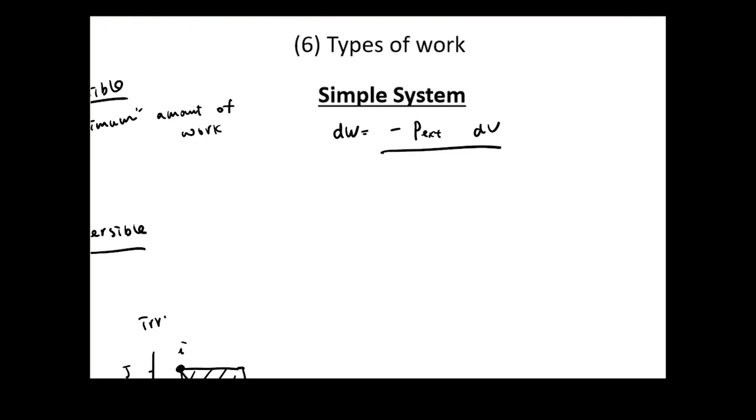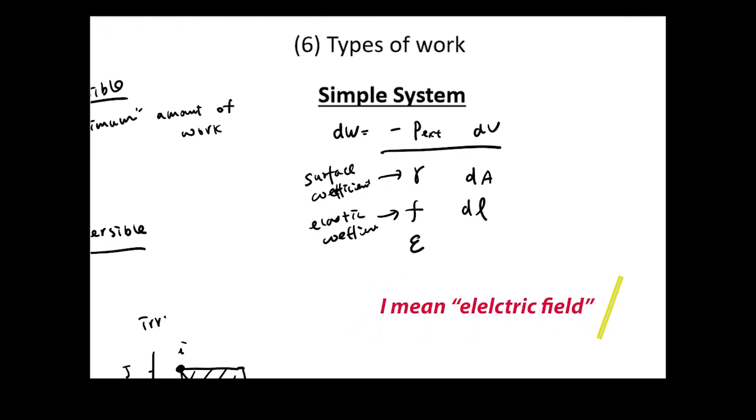For example, when you blow a balloon, the work you do is related to the surface coefficient times the area you increase. Or you stretch a string, then the work you do is related to the force constant times the distance you stretch. This is the surface coefficient, and then F is the elastic coefficient. And then you can also do this for the charge times the number of charges you have. There are many different types of work that can be involved.